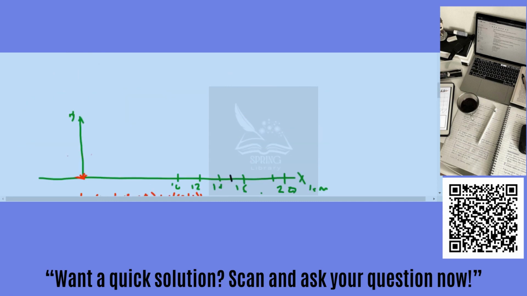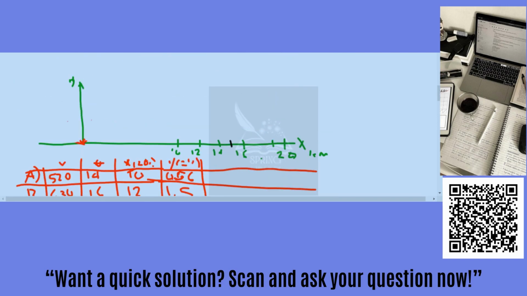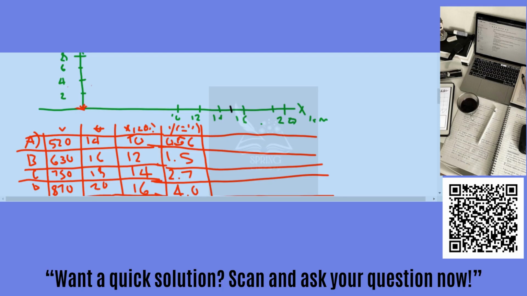Now, this goes up to 5.5, so I'm actually just going to bring it all the way up to 8. 4, 6. Okay, so this is at a half. 10, comma a half. So that would be way down there.